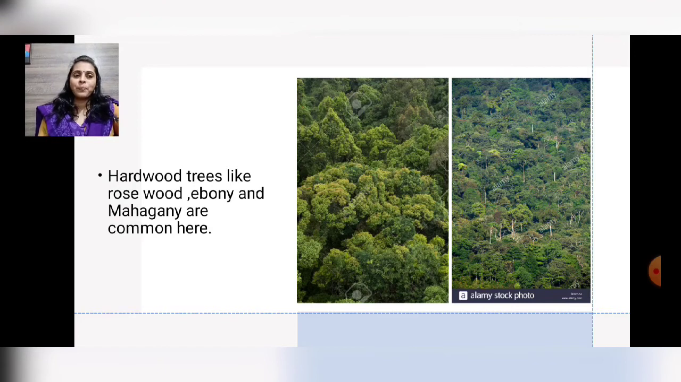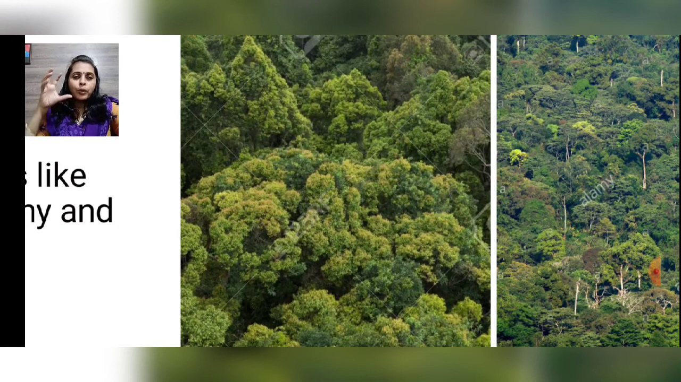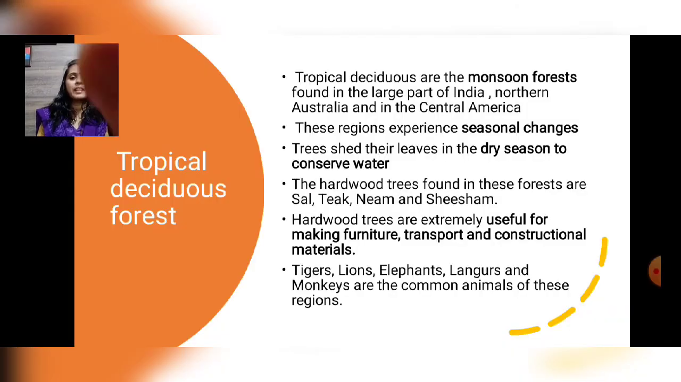We'll see the image now. So you can see hardwood trees like rosewood, ebony, mahogany are common here. You can see the image I'll show. So this is a top view. From the aerial view, you can see how the sunlight would get inside. So thick the branches are. And here also you can see other tall trees.